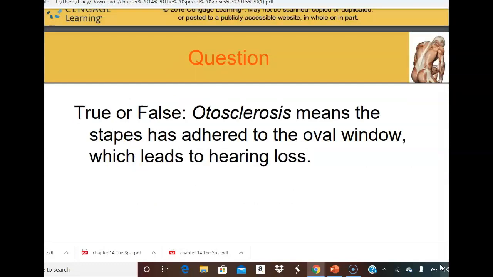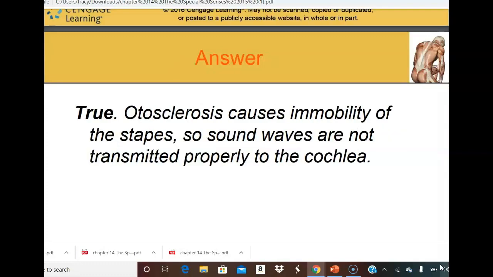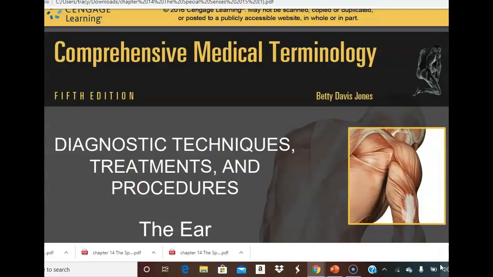So true or false? Otosclerosis means the stapes adheres to the oval window, which leads to hearing loss. So yes, prototypically that's what it means. It basically means that the stapes is immobile, it is sclerotic, and it does not vibrate the way it's supposed to, so the sound waves cannot be transmitted properly to the cochlea.